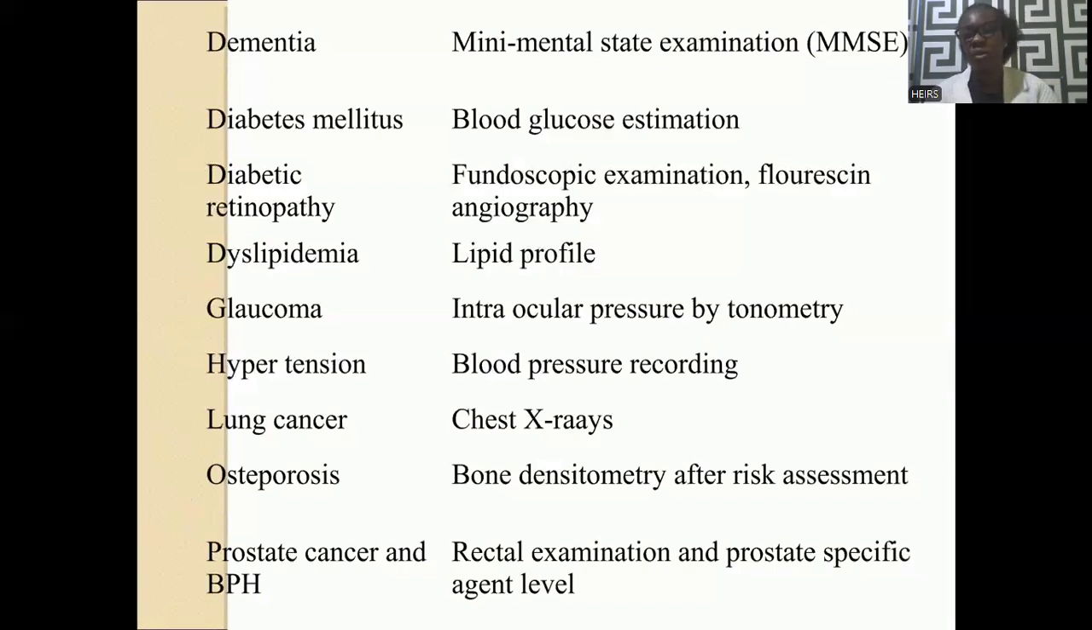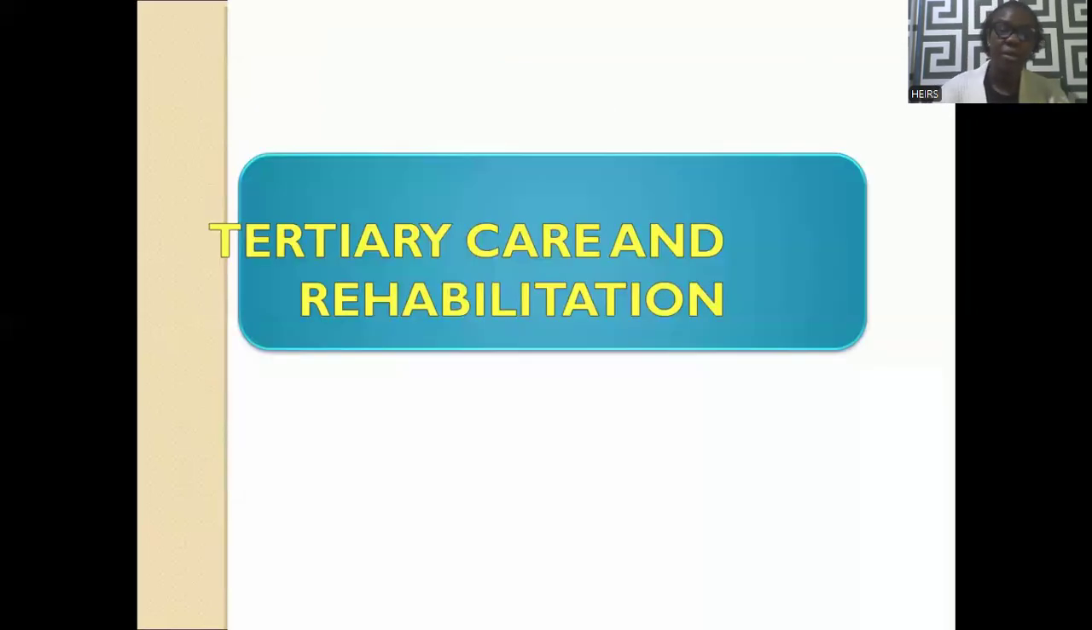Then mini mental state examination should be done to assess for dementia. Diabetes mellitus, blood glucose estimation is a must for elderly persons who come to the hospital. Then diabetic retinopathy, fundoscopic examination or angiography can be done by the ophthalmologist. Then lipid profile for dyslipidemia, glaucoma could have intraocular pressure monitored by tonometry. Then blood pressure recording to screen for hypertension, chest x-ray to screen for lung cancer, bone densitometry after risk assessment for osteoporosis, and rectal examination, prostate-specific antigen as a screening for prostate cancer and benign prostatic hyperplasia.